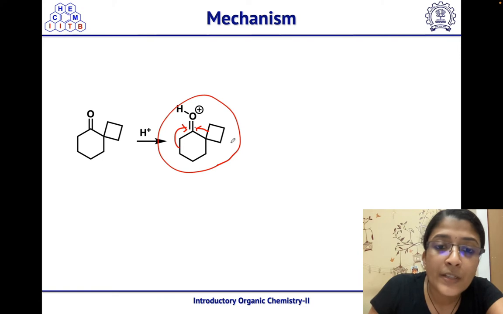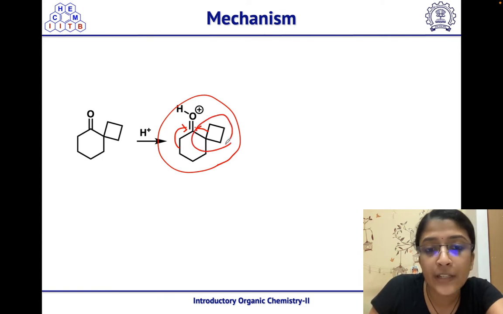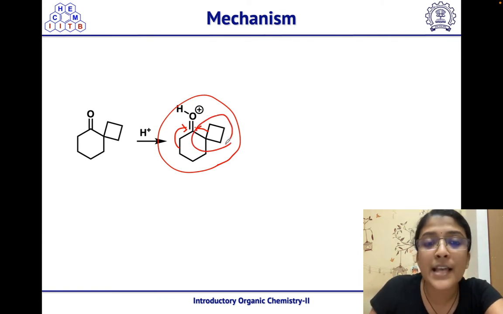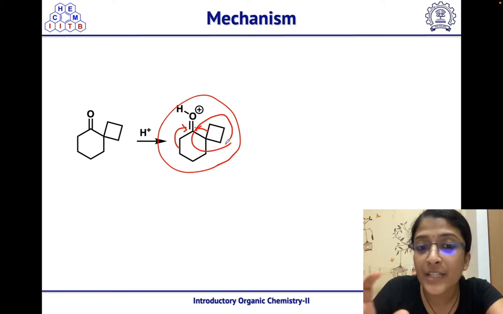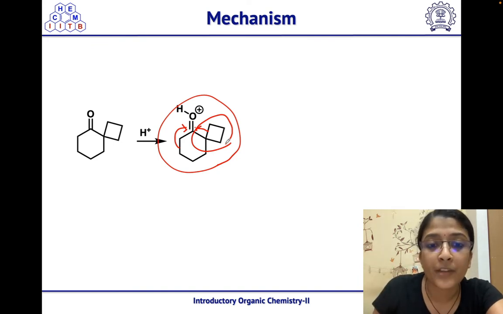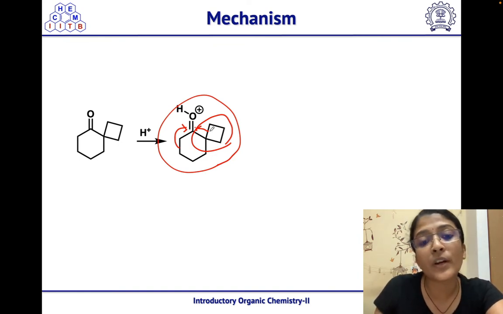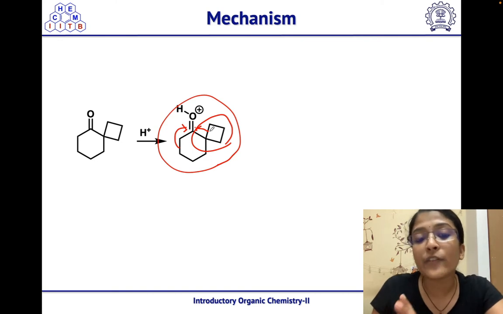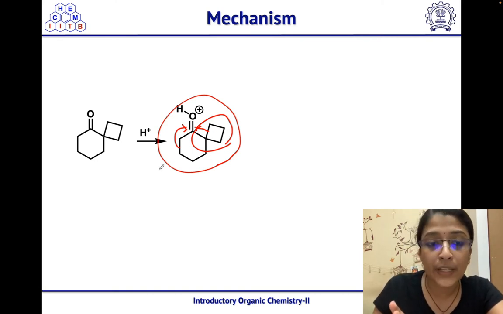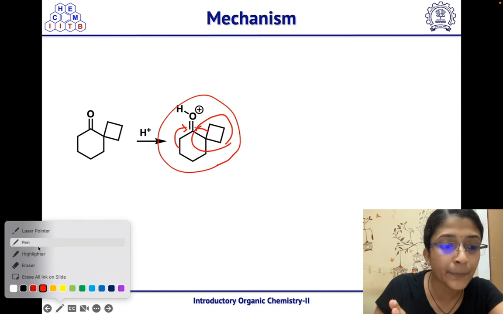Which bond migration is more likely, and what is the reason? Here we know there is a cyclobutane ring. Cyclobutane rings, as we have discussed in the previous lectures, face too much ring strain, because they are not meeting the 109.28 degree tetrahedral angle. Because of that, they face high ring strain. And if there is a chance to open it up, it will definitely go for opening up the cyclobutane system. So what will happen here?